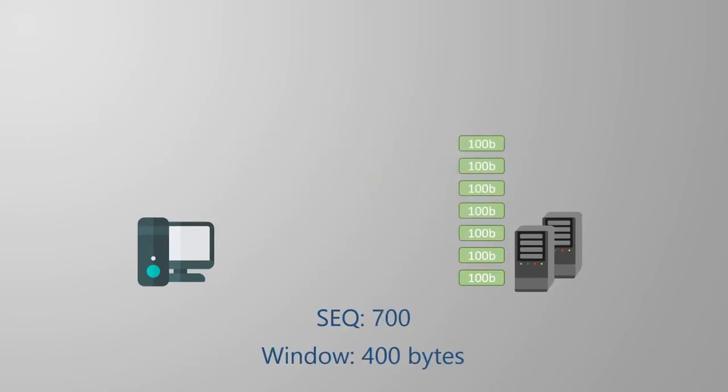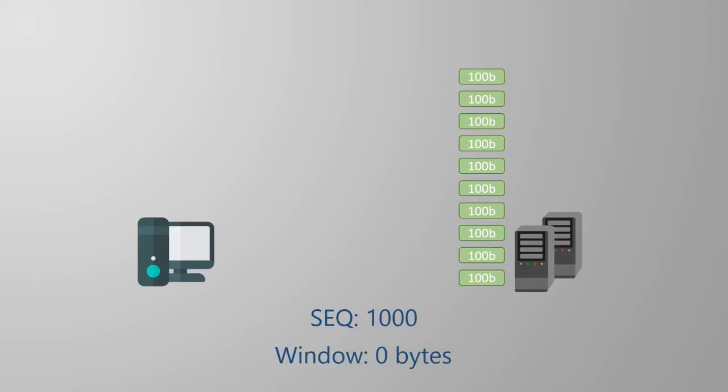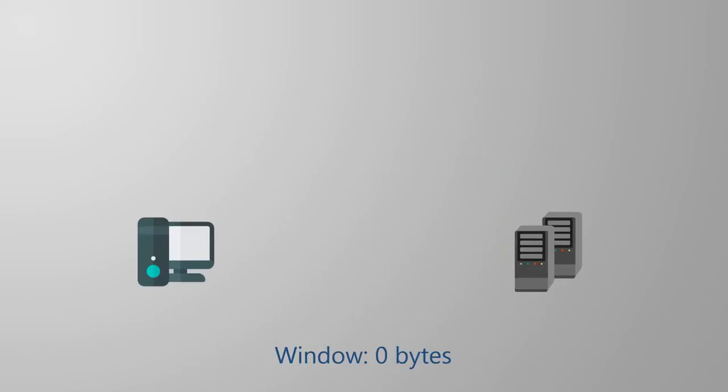The sender sends 9 more 100 byte segments. The window shrinks by 100 bytes each time, and when the window reaches 0, the sender will stop and wait until it receives an acknowledgement. Once acknowledged, the window size resets back to 1000 bytes.